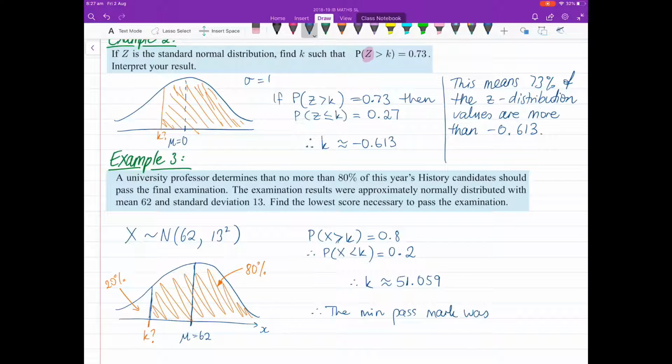So therefore, the minimum pass mark was about 52%, right? Because if you got 51, that wasn't enough to pass. It had to be over 51.0, at least 51.059. So really, 52% makes more sense.